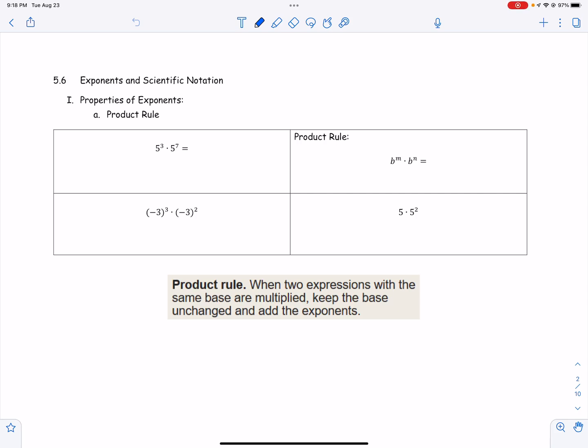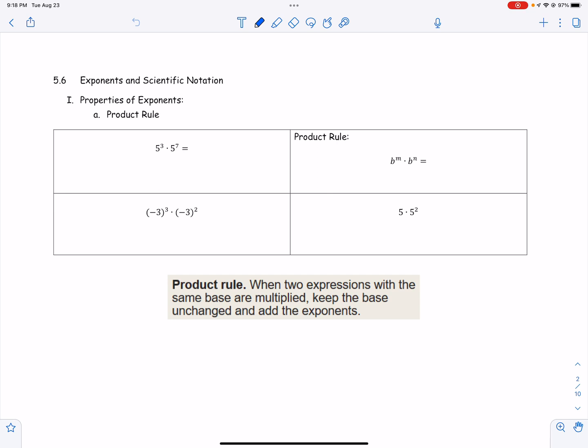All right, Math 103, 5.6, exponents and scientific notation. I'm going to break this video in half, so we're going to do exponents on the first end, and then we'll do scientific notation in another video. So the properties of exponents, you're going to need to know these rules and how exponents work.